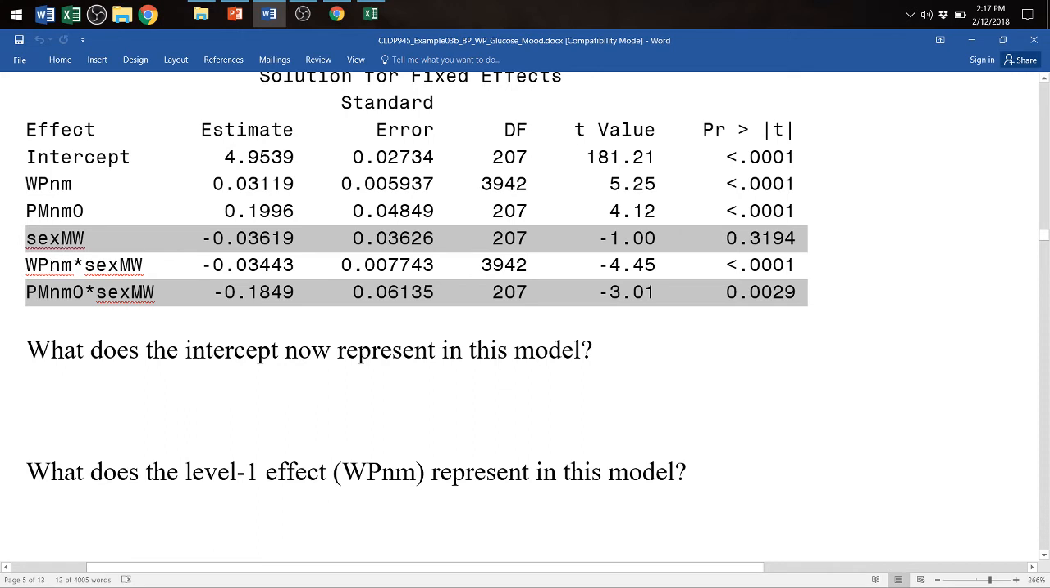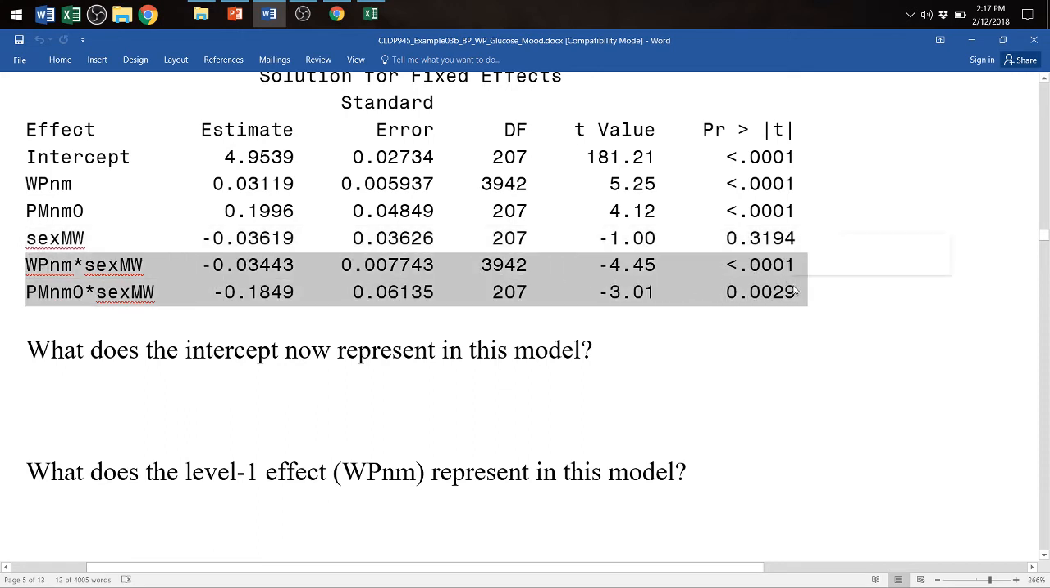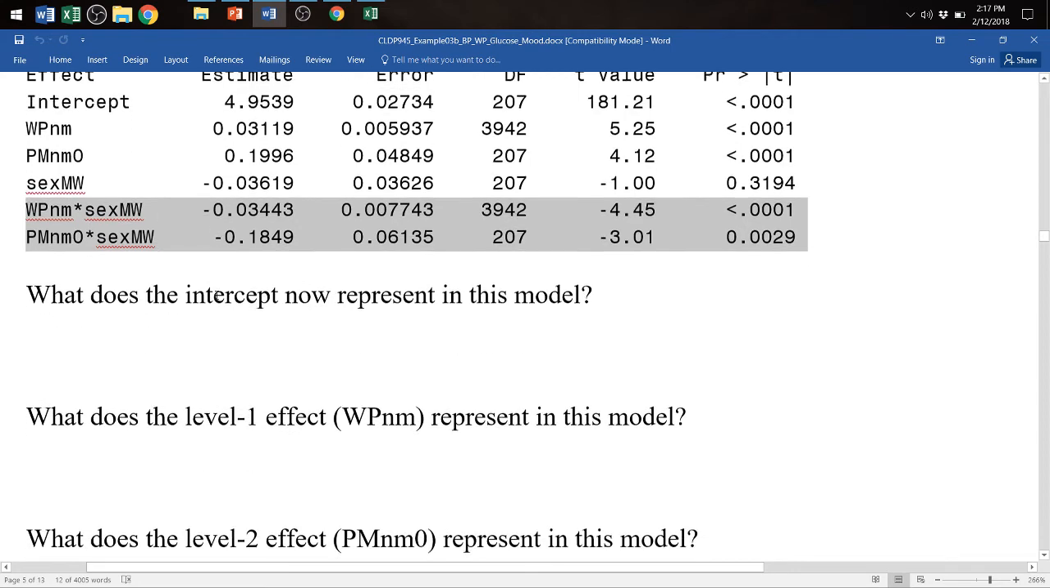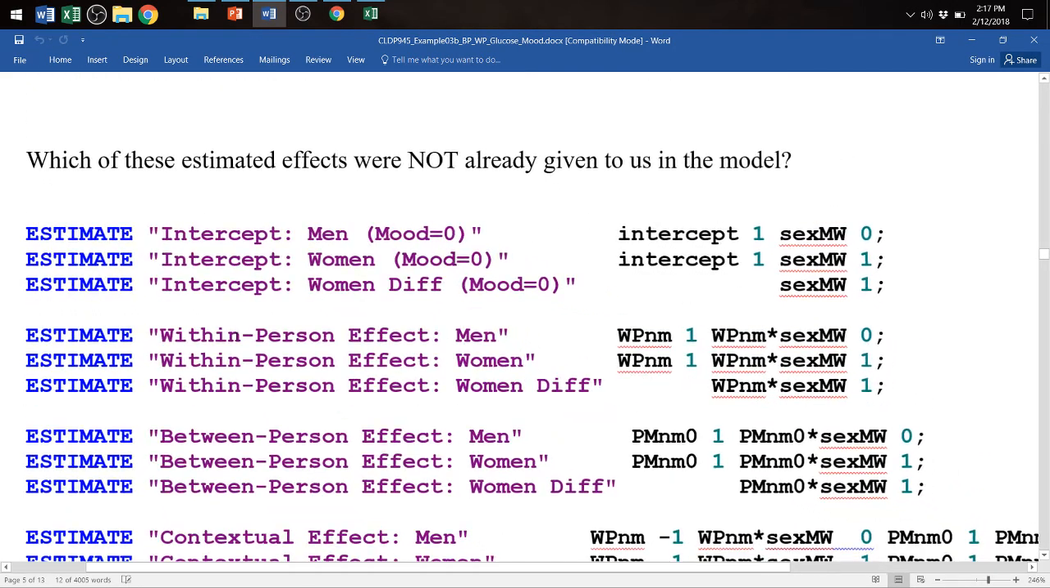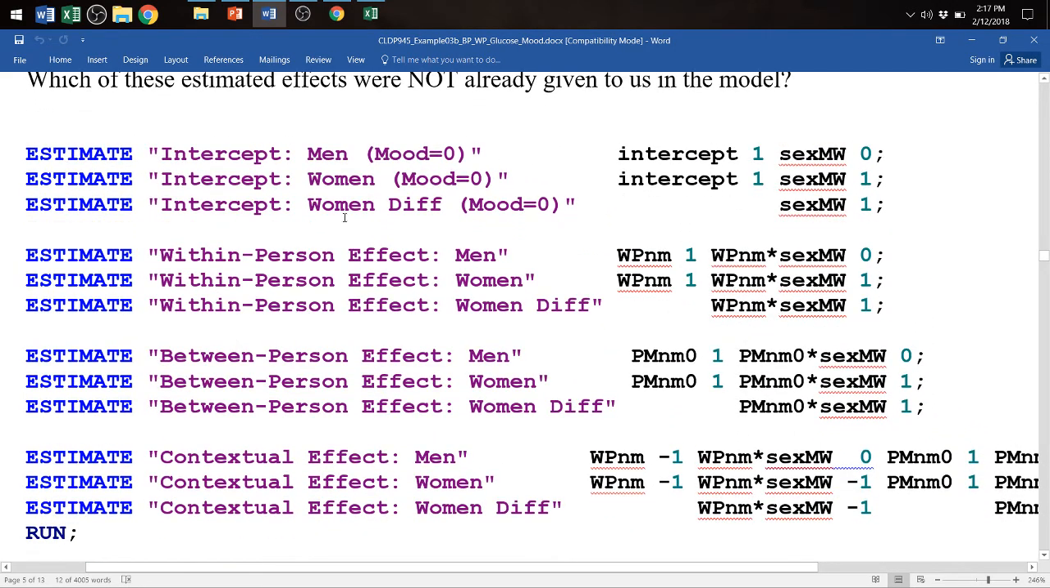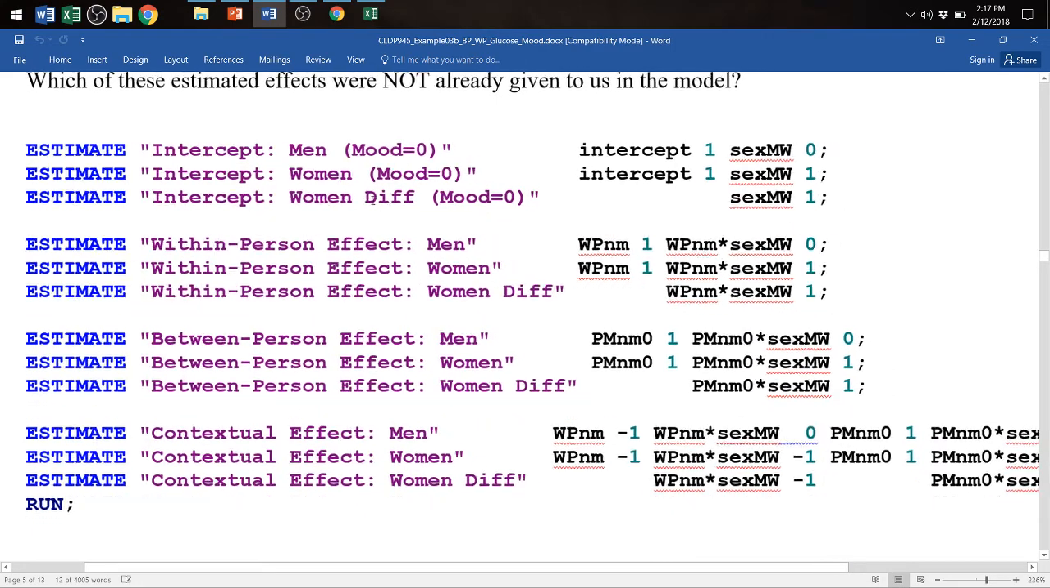So the end of the story is yes, the effects of negative mood are more pronounced in women, or excuse me, in men than women. I can write estimate statements to figure out what they would be in women. So I have some here for you.